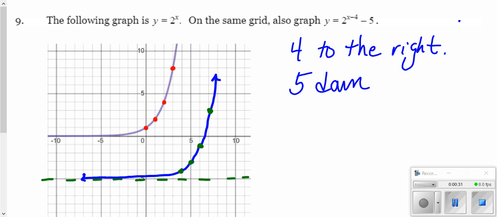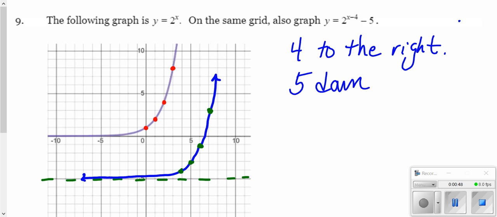So you notice that in my work, one thing I did was to locate some key points on the parent function, the 2 to the x. By key points, I mean ones that cross at grid lines. I could think about 2 to the first, 2 to the second, 2 to the third, right? Find those kinds of points on my graph. And then I took each of them and moved them 4 to the right, 5 down.